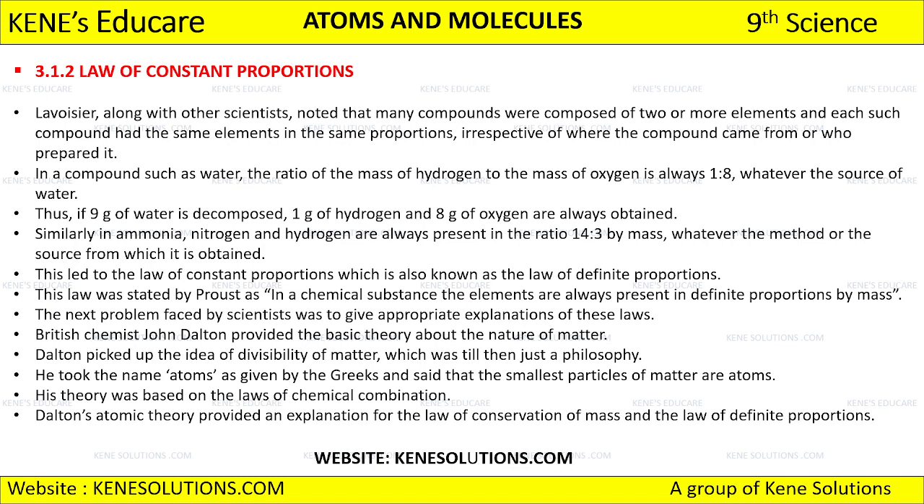Okay, so this is the statement which Proust has given, but there were certain problems which were faced by the scientists, because they were not able to give appropriate explanations on the law. So here British chemist John Dalton provided the basic theory about the nature of matter, where he picked up the idea of divisibility of matter, which was just a philosophy before then. Because of the postulates that Dalton has given, it was clear, and both the laws of chemical combination were accepted. Until then it was a difficult task. Okay, so I just want you all to please go through this slide once, and go through the examples which have been given as well.